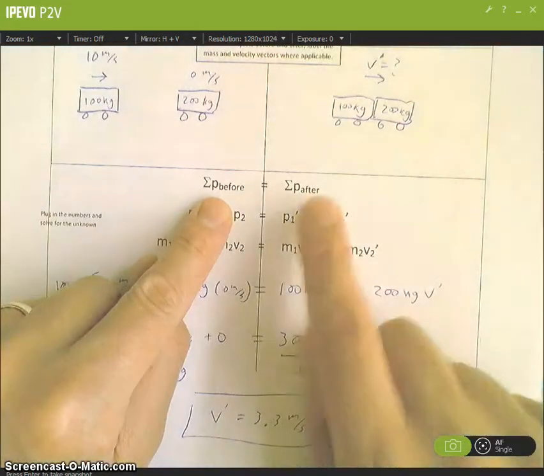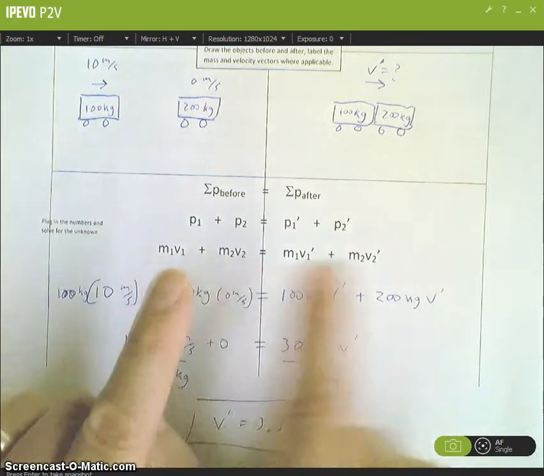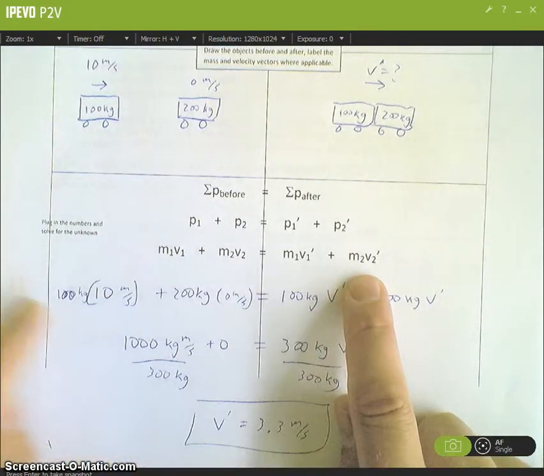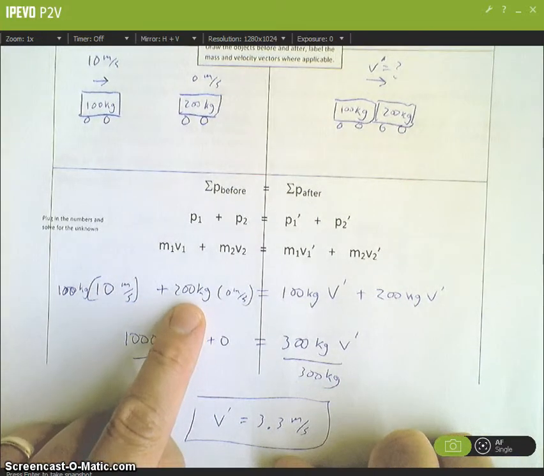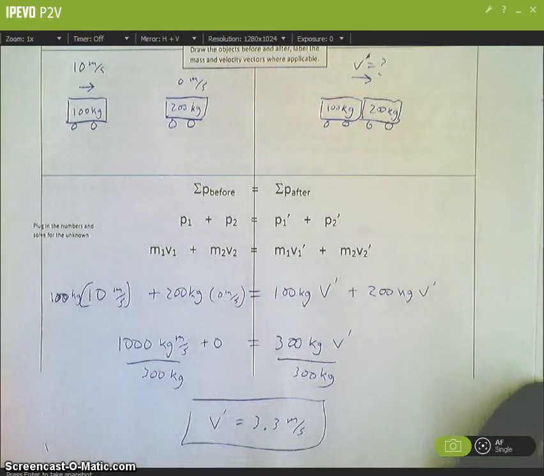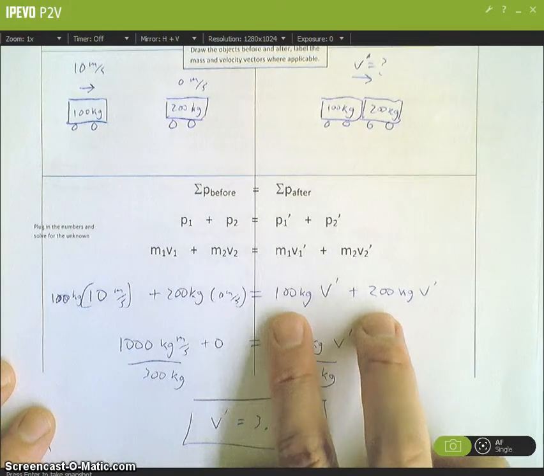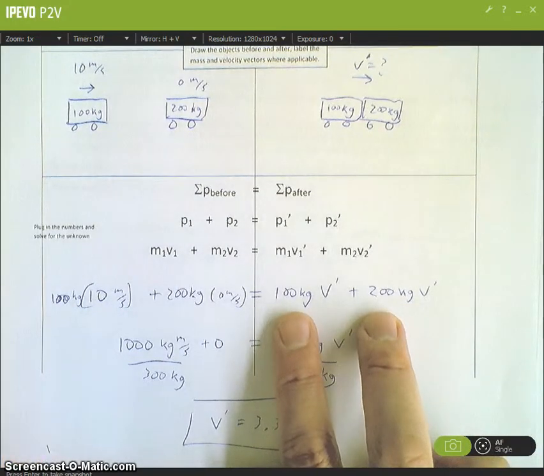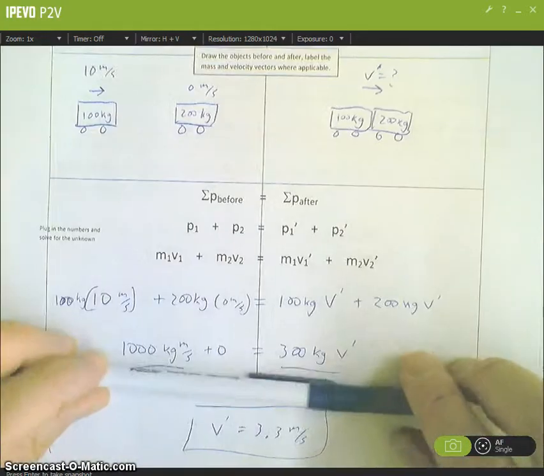Total momentum before is equal to the total momentum after. So the individual momentums is equal to the individual momentums. 100 times 10 plus 200 times 0. Notice I left the units in here just so that you can see how the units end up canceling out. The kilograms cancel out, leaving just meters per second behind. 100 V prime plus 200 V prime. Combine those into 300 V prime.